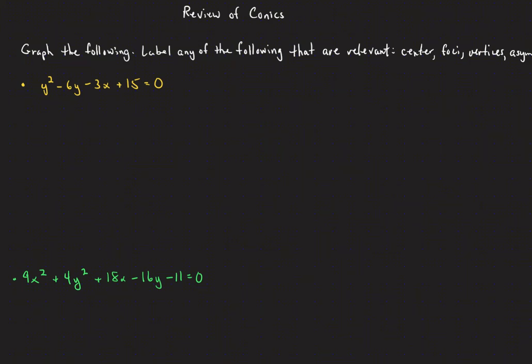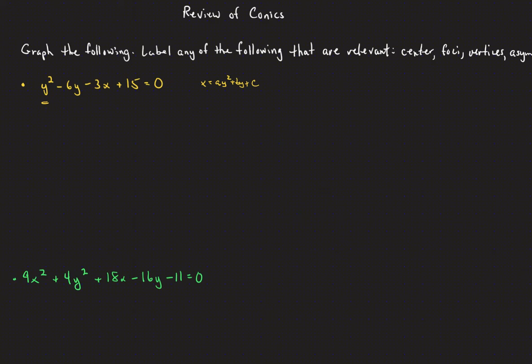In this video, we're going to work some more problems to prepare for the conics test. So here, the first one, we can recognize that this is going to be a parabola because we have one of the variables squared, but there is no x squared. So this is going to be in the form we want, x equals a y squared plus b y plus c.